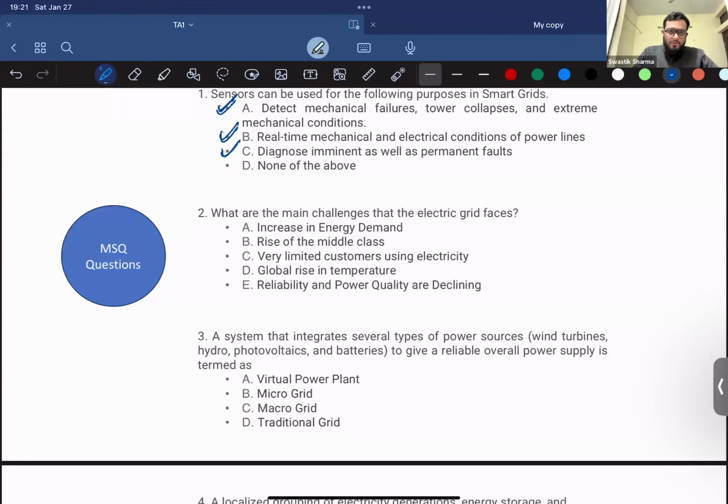So let's go through. Can we say that increase in energy demand can be a challenge or a threat to electric grid? Yeah. So increase in energy demand can challenge or be a threat to the electric grid as well. Can the rise of middle class be a potential threat to electric grid?